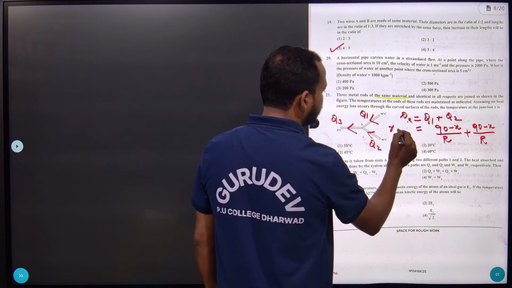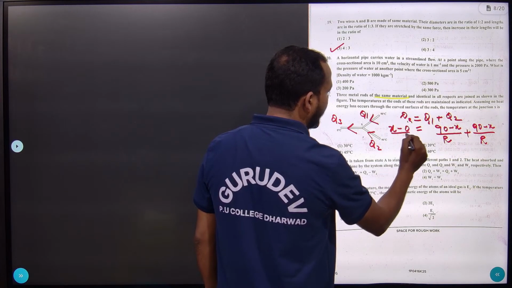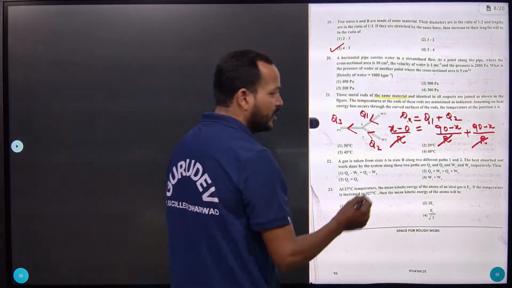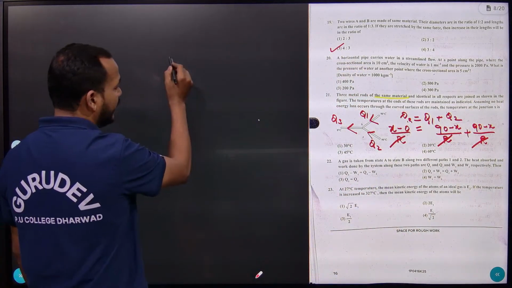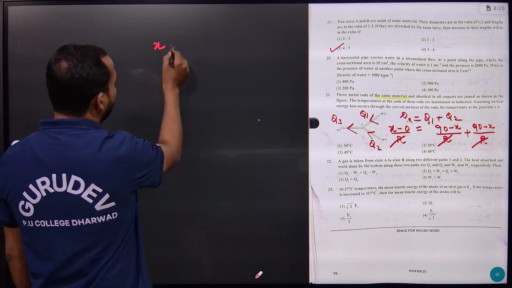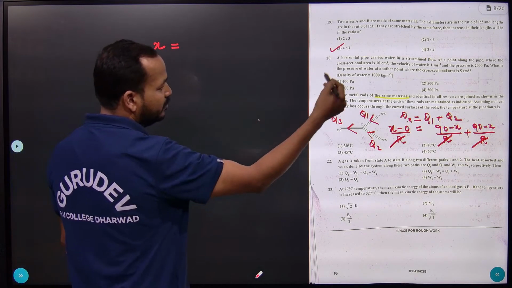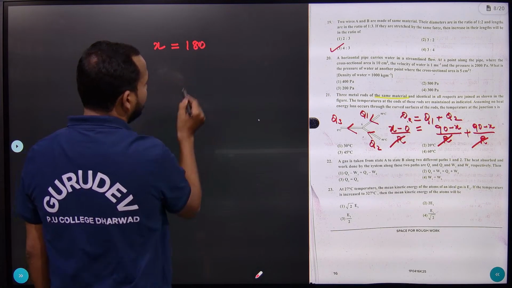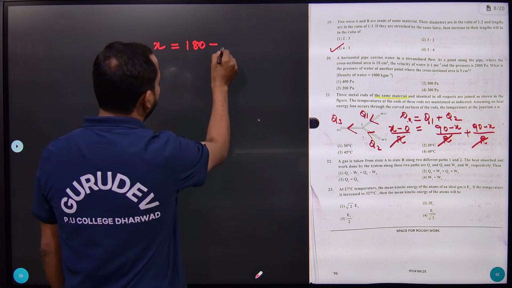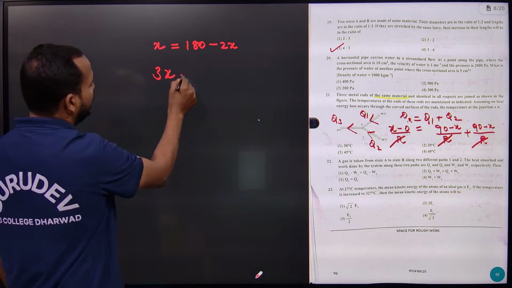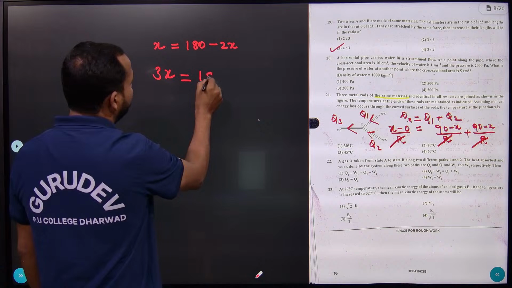So it is x minus 0 divided by r. In all the three cases r will get cancelled. So if we solve that, which is x by r, or x equal to 90 plus 90, 180, and minus 2x comes like this. So minus 2x on this side becomes 3x, which is equal to 180.